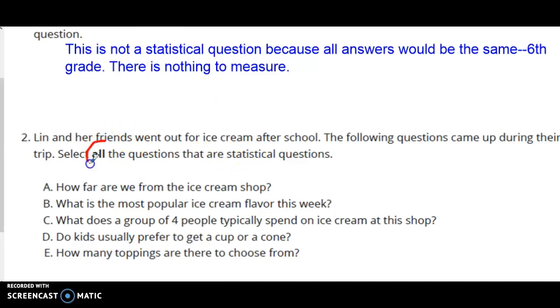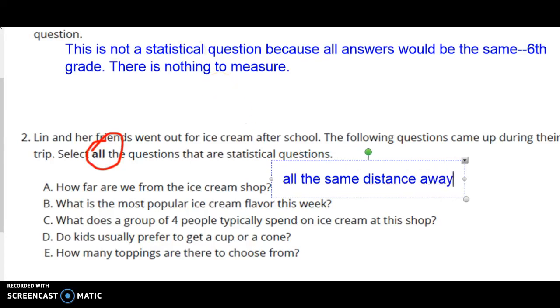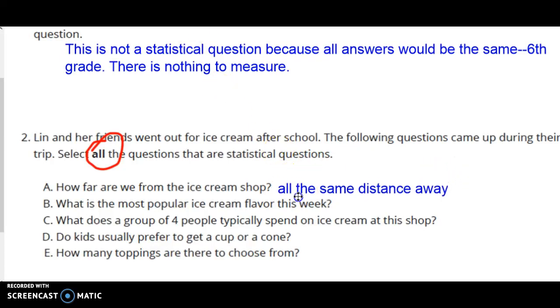So because of this, I know I'm going to have more than one answer. Then I also want to explain any that are not statistical questions. How far are we from the ice cream shop? If you're with a group, are you going to be different distances or the same distance? It'll be the same distance. So I'm going to say for A that they're all the same distance away. If my answers are the same, is it a statistical question? No. So I'm going to cross off A.